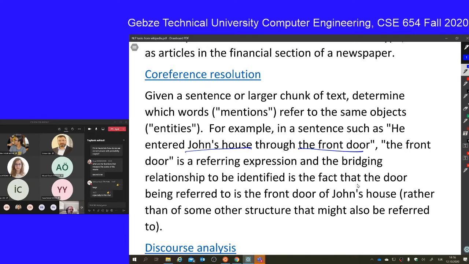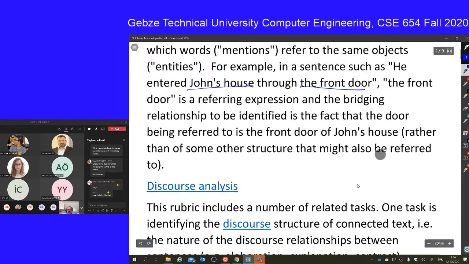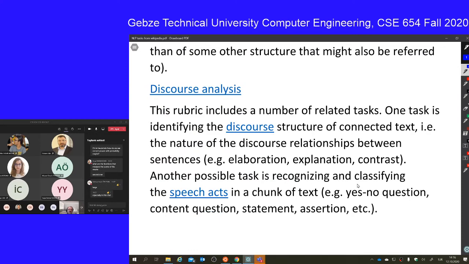Another problem that we solve with NLP is discourse analysis. Two types of discourse analysis are available. One is this: I have two sentences, a first sentence and a second sentence. Is the second sentence an explanation or elaboration of the first sentence, or is it presenting a contrast, or just supporting the first sentence? So the relationship between the sentences is the first meaning of discourse analysis.